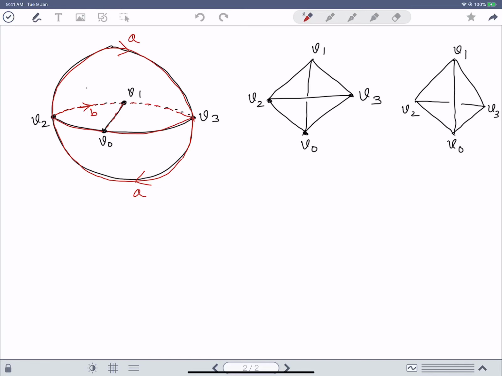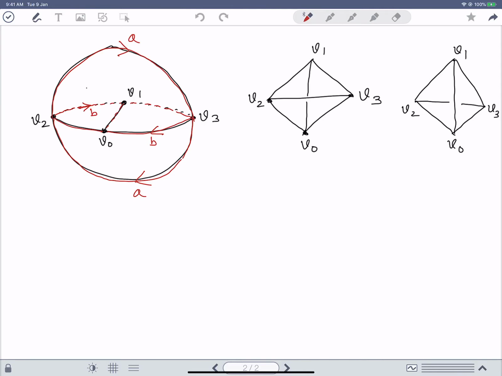Suppose this is my B. Now if this is B, then this point is identified with this point, right? This is the antipodal point, and this point will be identified with this point, right? They are the antipodal points. So we have a direction in this way. Fine. So if this is my B, then this will be my B.